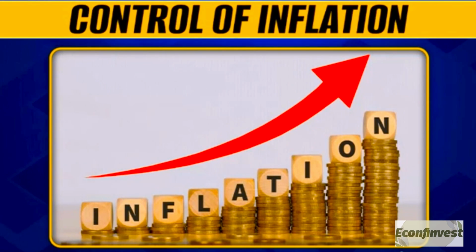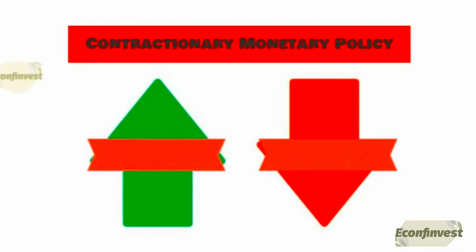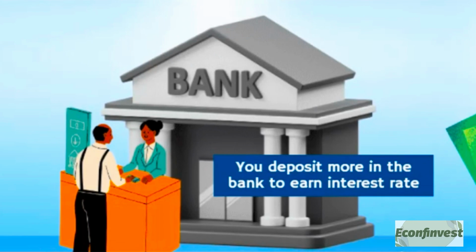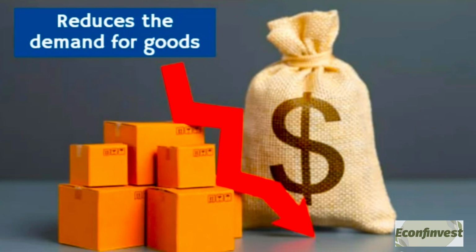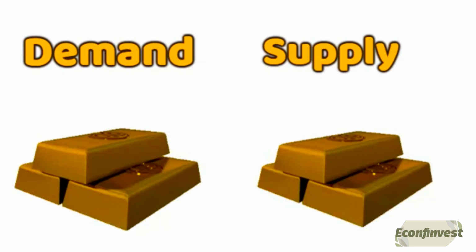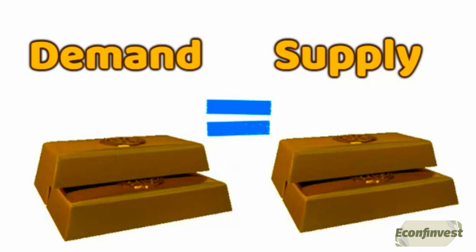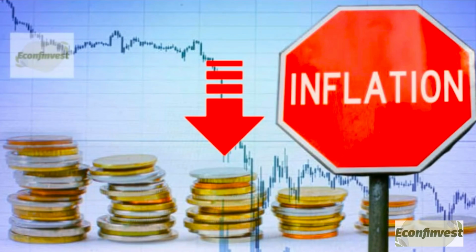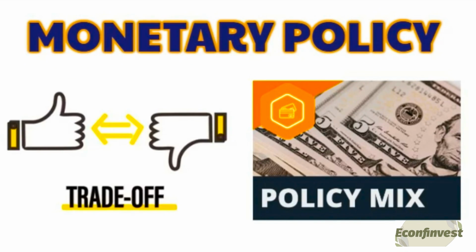How does the central bank control inflation? By implementing contractionary monetary policy, the central bank increases the interest rate and decreases the money supply. You deposit more in the bank to earn interest. You save money and buy less. Demand for goods decreases. Previously, demand exceeded supply, leading to inflation. But now, demand and supply are equal. So, inflation decreases.